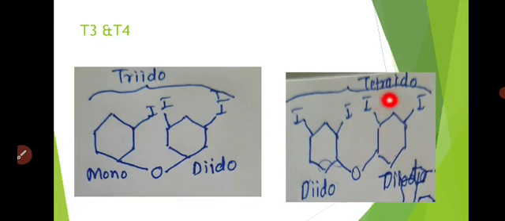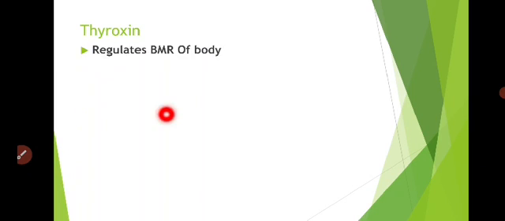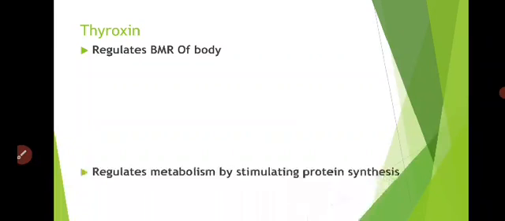Here the tetraiodothyronine: two molecules of diiodothyronine, that is two iodine molecules, combine with the amino acid tyrosine, T2 plus T2 is equal to tetraiodothyronine. Then the thyroxine hormone regulates the BMR of the body.